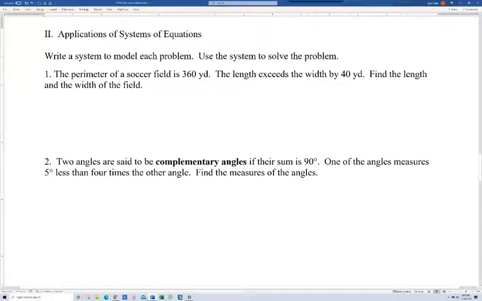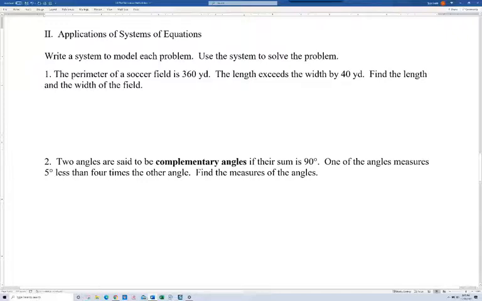In this video, I'll be looking at applications of systems of equations. So it says here, write a system to model each problem. Use the system to solve the problem. These are considered some of the basic types of problems you'll run into when you first start doing applications of systems. And it's certainly possible to solve these by other means.